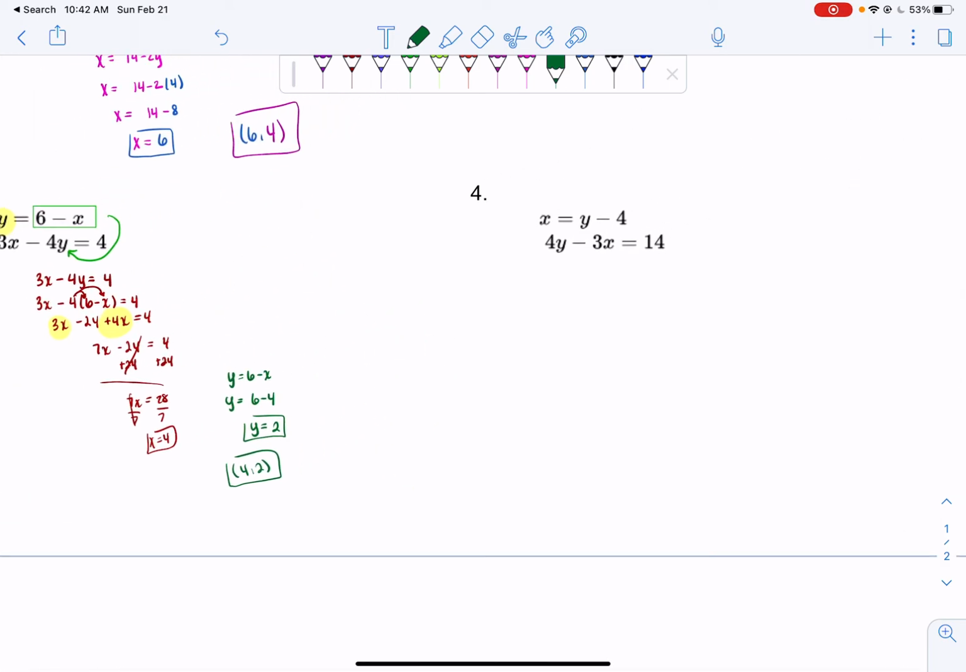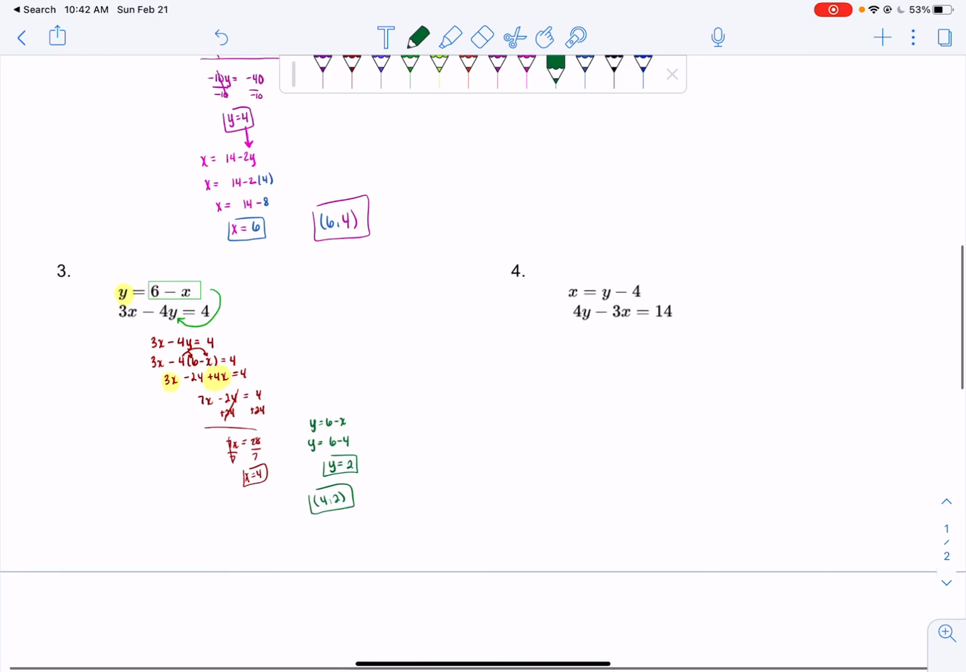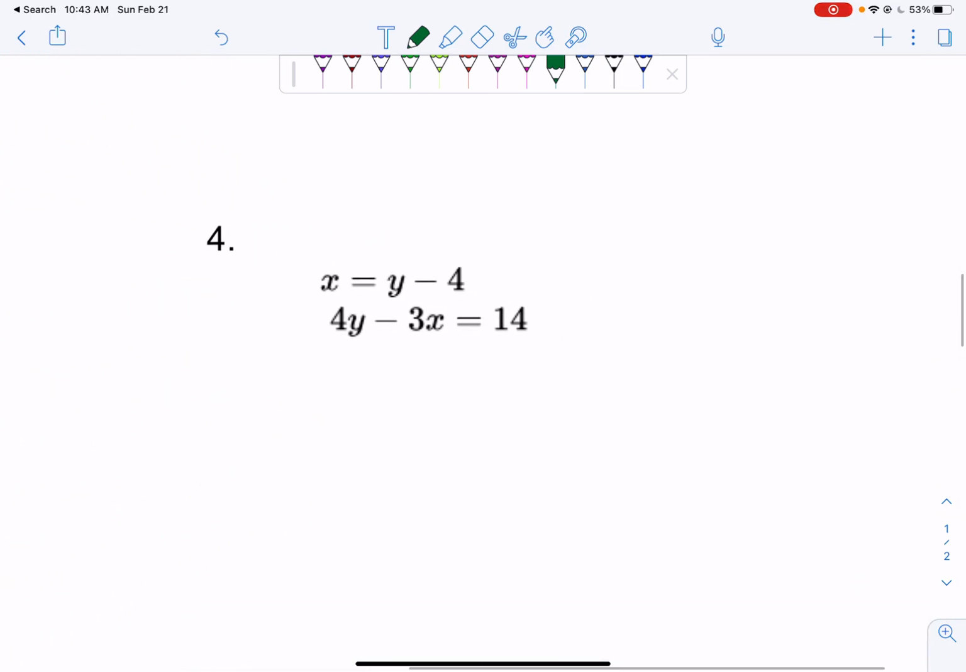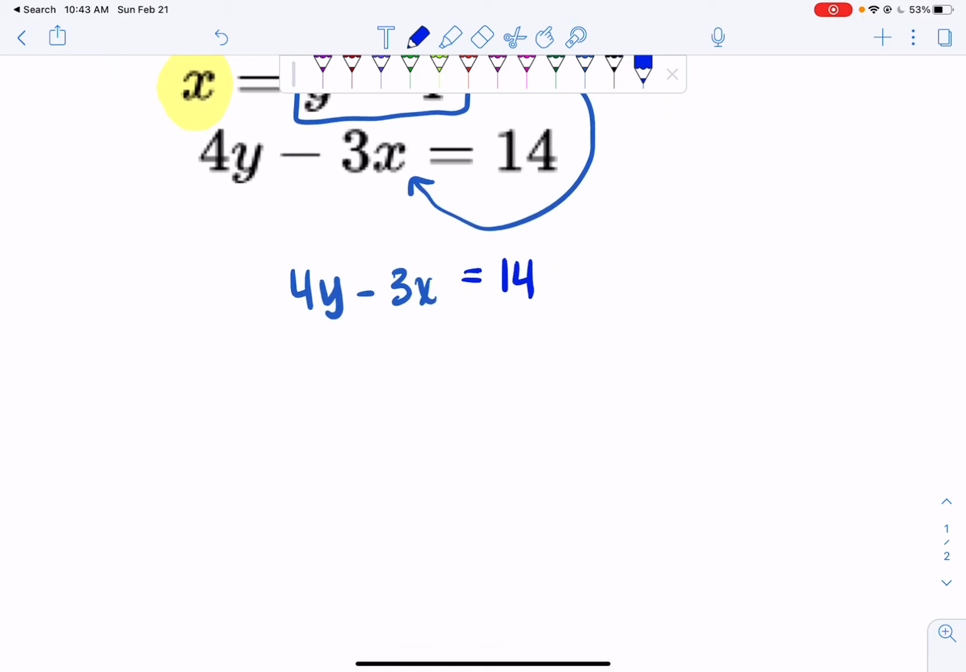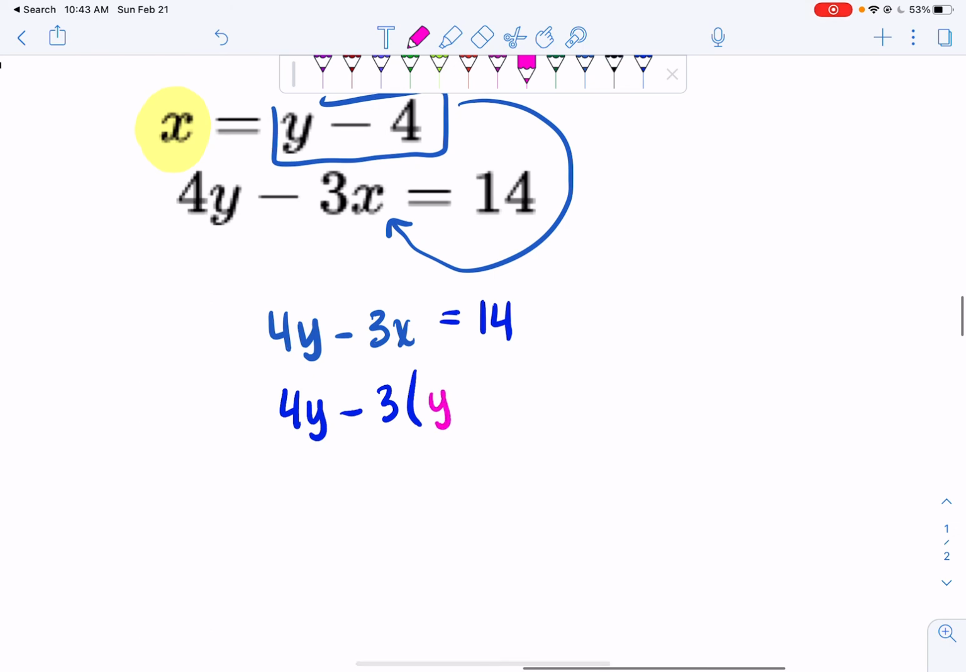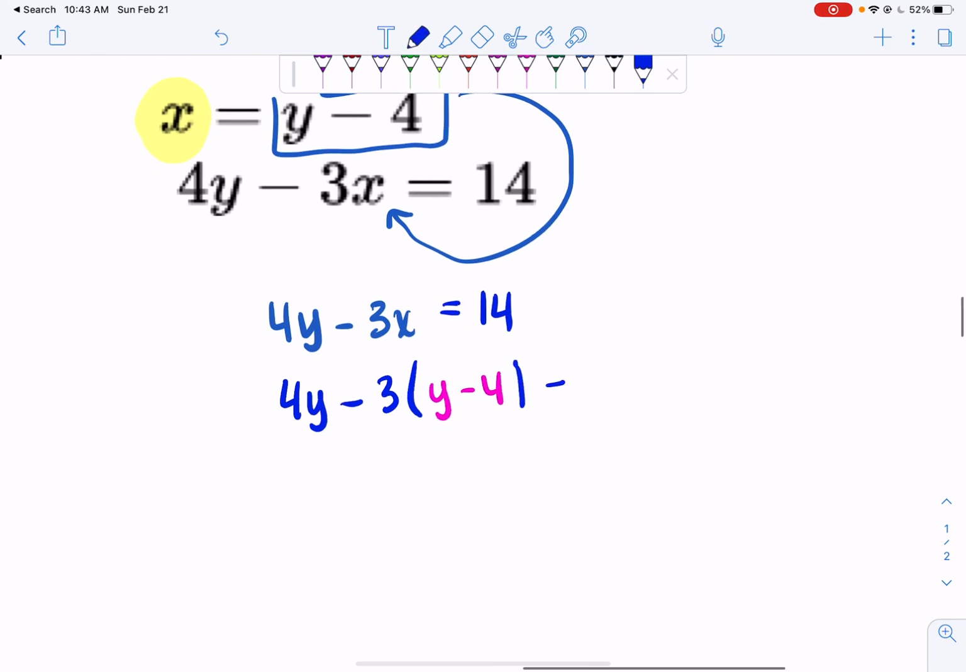Now let's go into our final equation. I have x equals y minus 4 and 4y minus 3x equals 14. The first thing I have to ask myself is one of my variables isolated? Yes, my x is isolated. So everywhere I see an x, I can plug in a y minus 4. So I rewrite that second equation of 4y minus 3x equals 14. I now make that substitution of y minus 4 for x. So I have 4y minus 3 times y minus 4 equals 14.